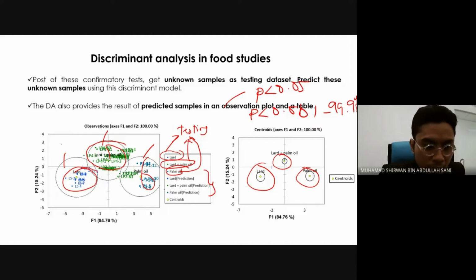So you can see if we put 0.05, because of that there is a possible overlap between lard and palm oil, from this group that falls into the palm oil group.